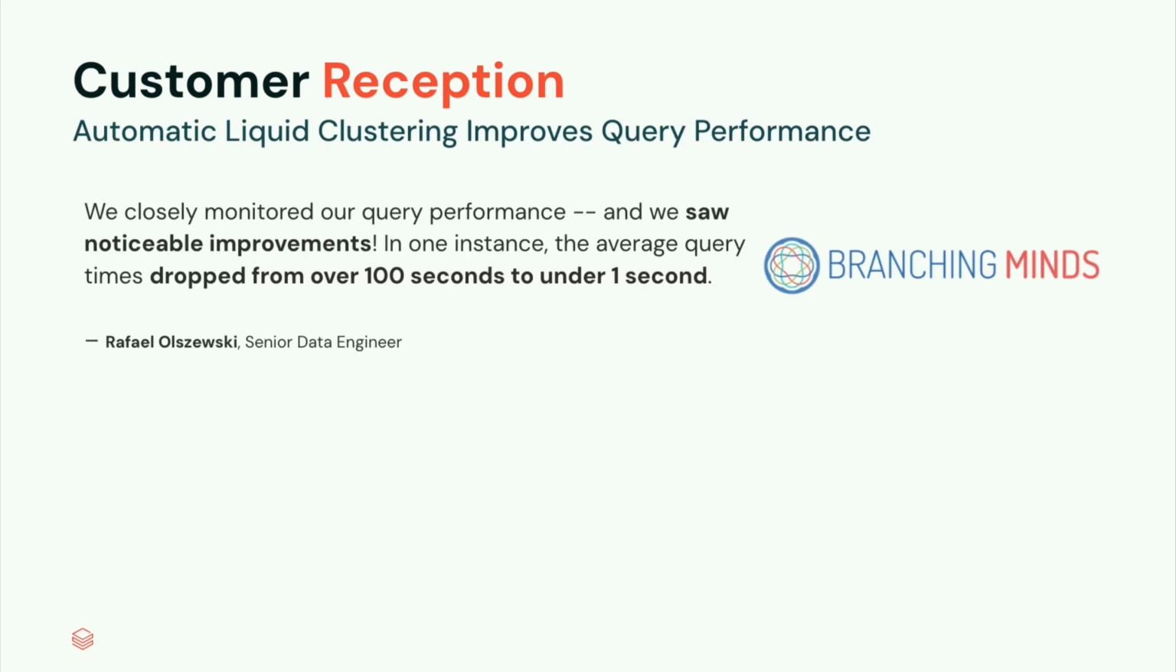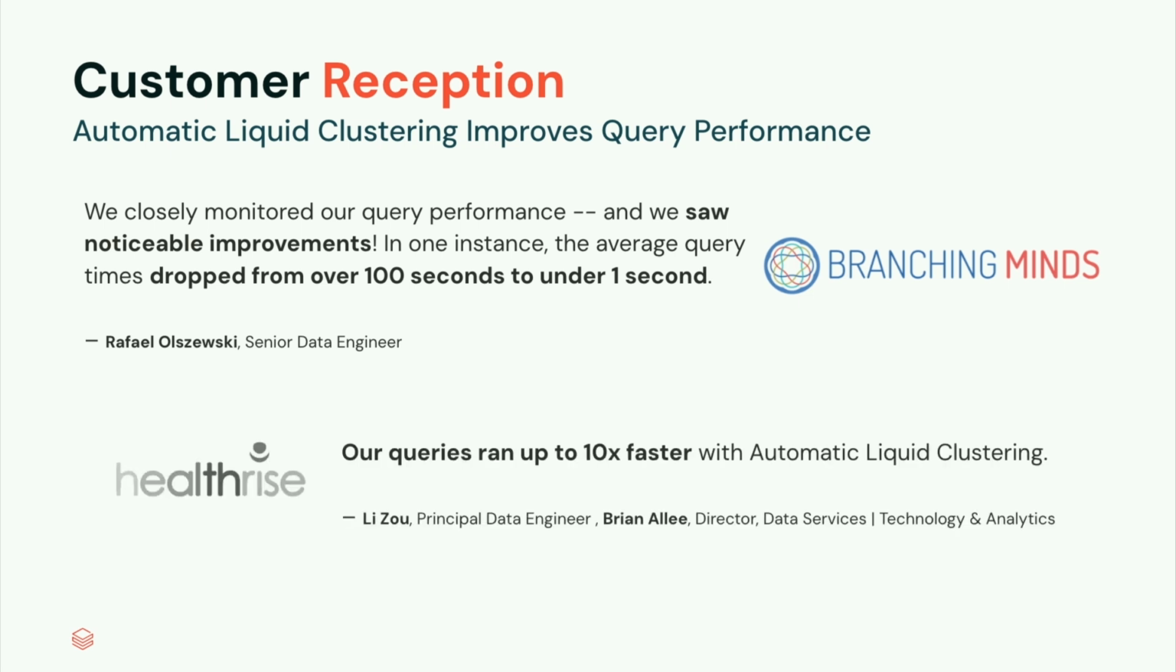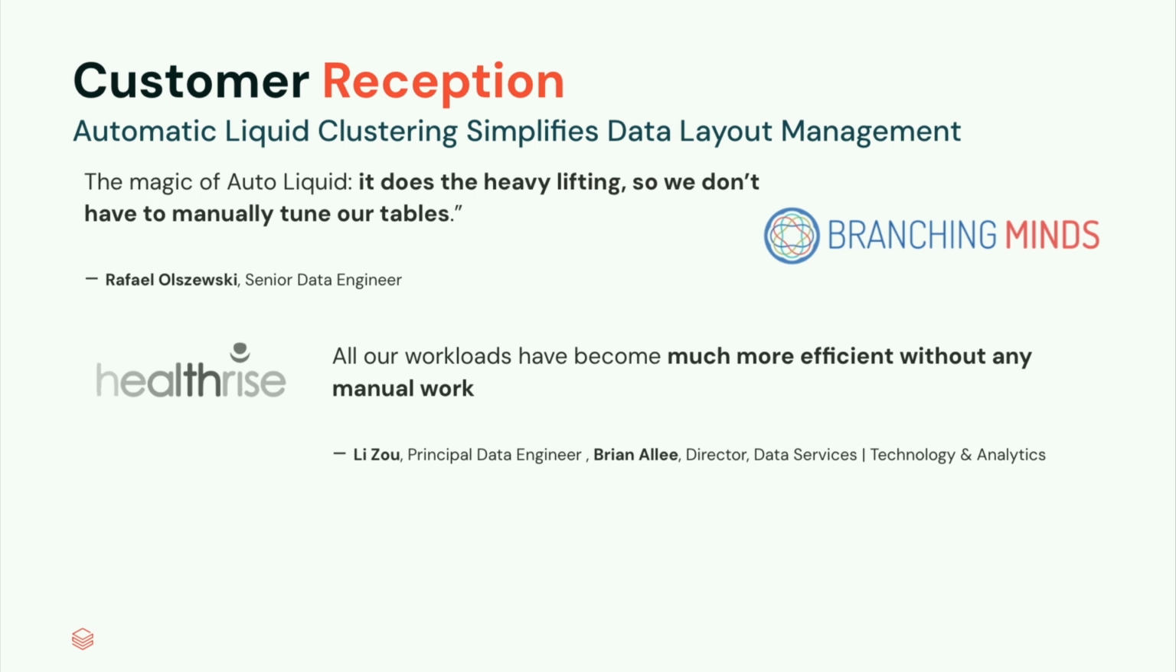And now let's look at how customers have reacted to this feature. Customers such as Branching Minds have closely monitored their query performance and actually saw a lot of improvement. For one instance, their average query times went from 100 seconds to less than 1 second. And we also hear from other customers that their queries ran up to 10 times faster with automatic liquid clustering. In addition to the performance improvement, customers really love that the heavy lifting of tuning and maintaining the layout is now done by AutoLiquid automatically. It saves a lot of valuable time for them because they no longer have to do the manual work of tuning the tables themselves.